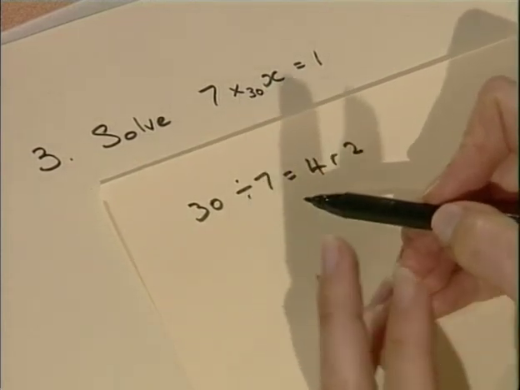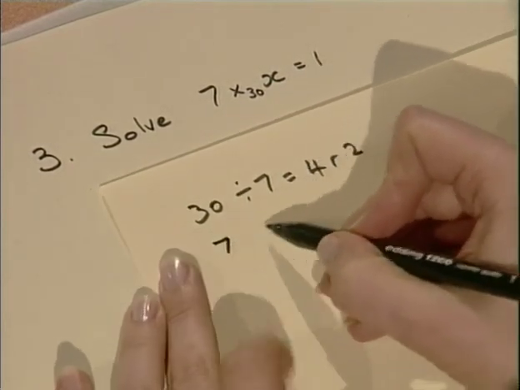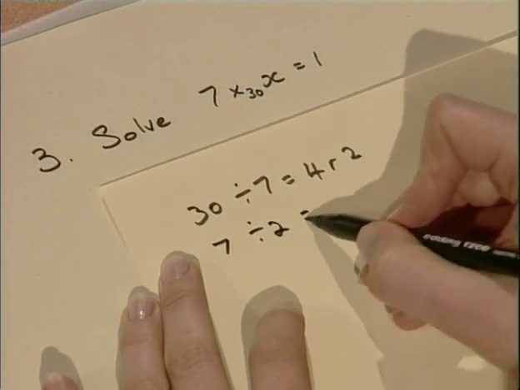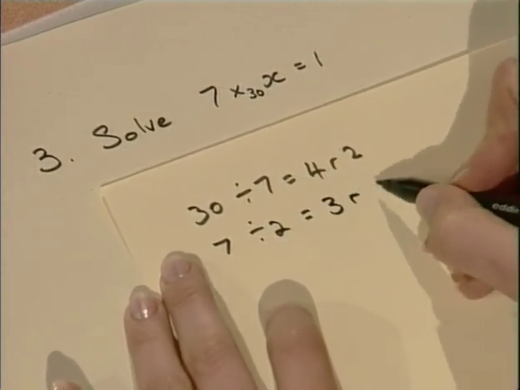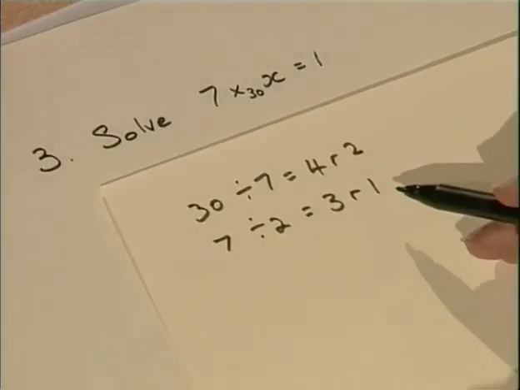Well, now I'm going to do the process again. I've used the 30, so I'm going to now use the 7 and again divide the larger by the smaller. So 7 divided by 2. And that gives me 3 with a remainder of 1. Well, now the process of division has ended because I've only got a remainder of 1 left here.